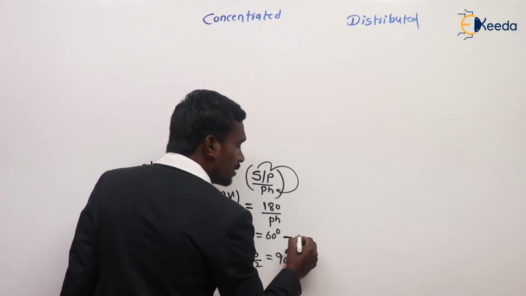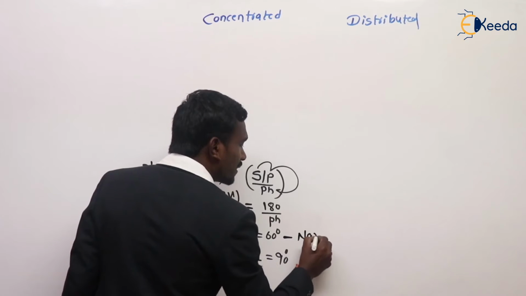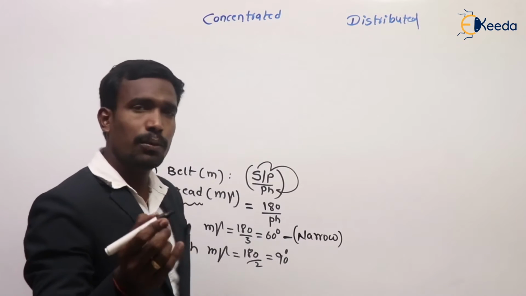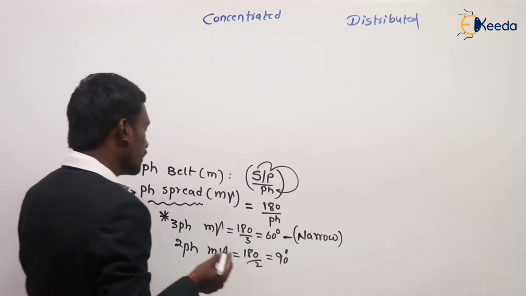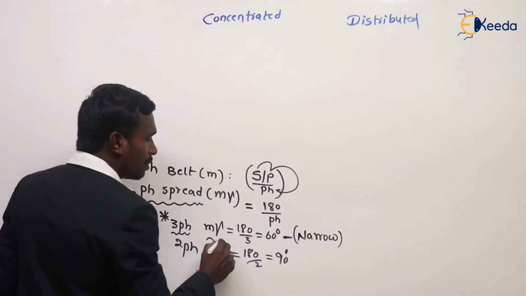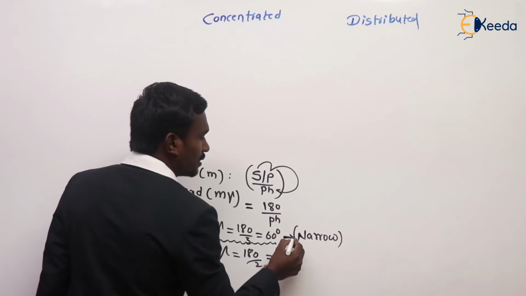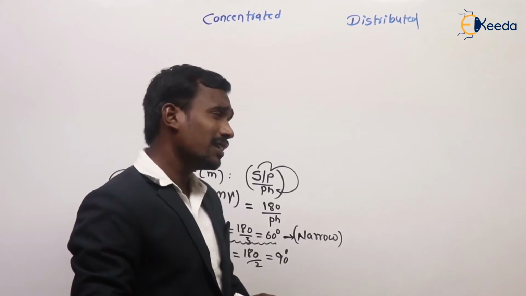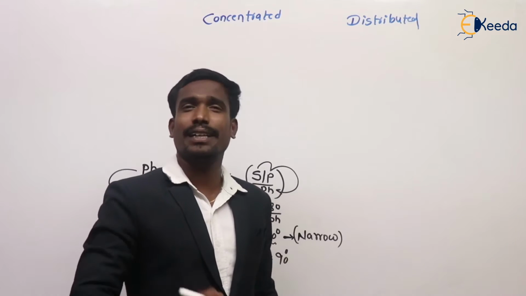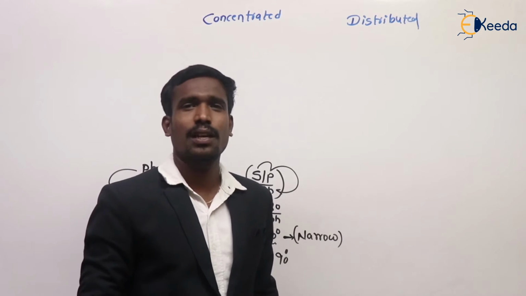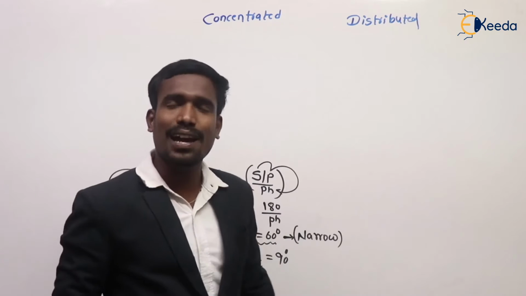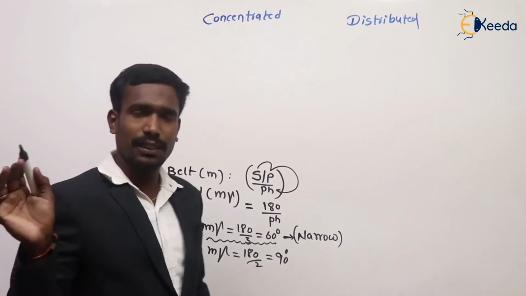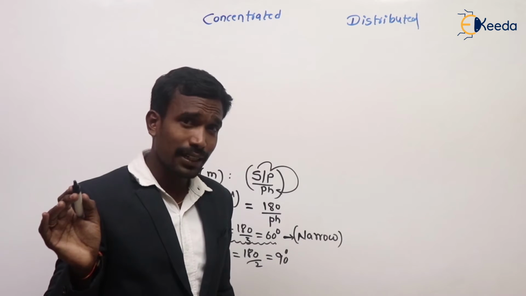And remember, for a three-phase machine, m gamma equals 60 degrees. This is called narrow phase spread. I will explain broad phase spread later. This narrow phase spread we can use in single layer winding and double layer winding. In general we use only narrow phase spread. So this is about the phase belt and phase spread. Are you clear?